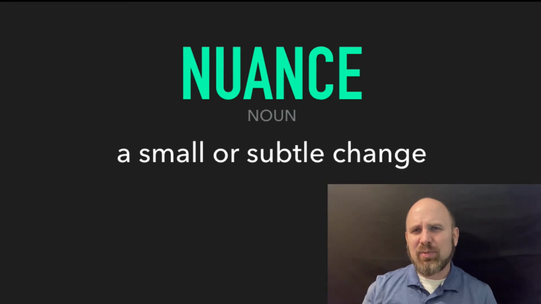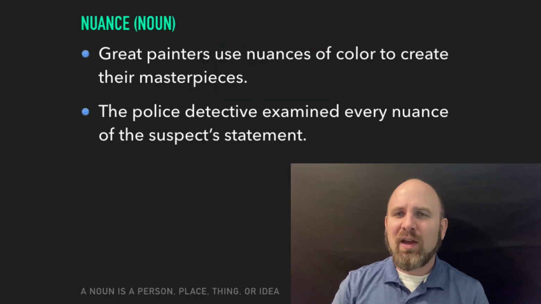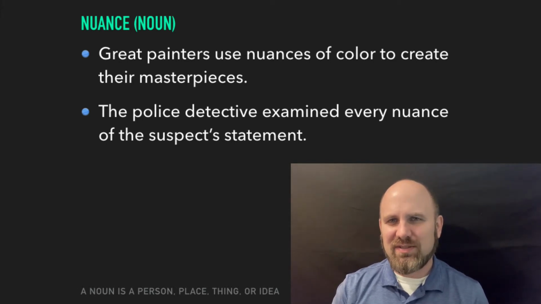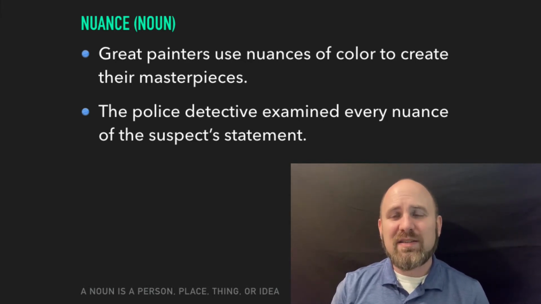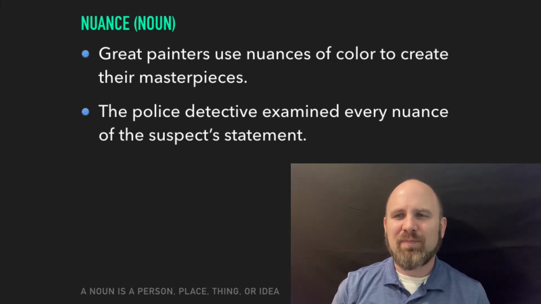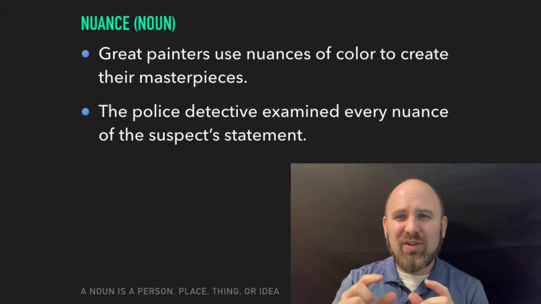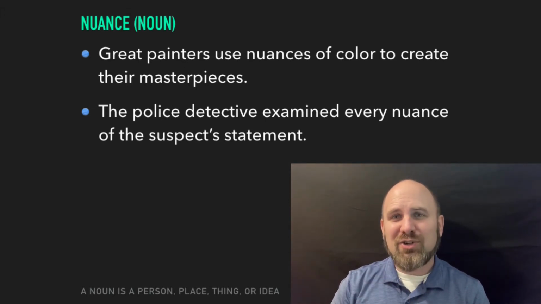Now, let's look at some example sentences so that we can understand the meaning of the word just a little bit better. Our first example sentence is, great painters use nuances of color to create their masterpieces. One more time. Great painters use nuances of color to create their masterpieces. So they use small, subtle changes of color to create their art, to create what they are making for people to enjoy.